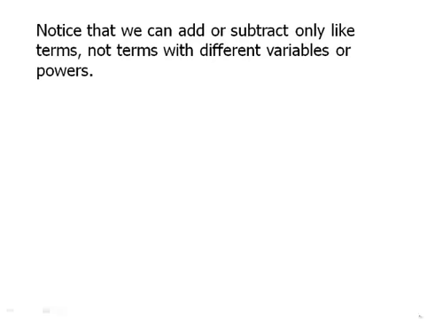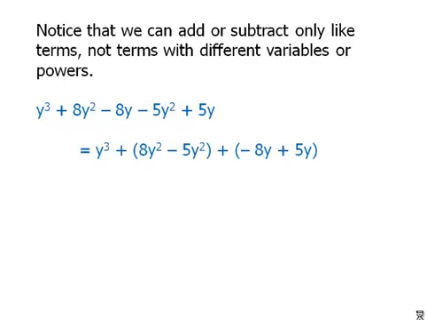Notice that we can add or subtract only like terms, not terms with different variables or powers. So if we look at this expression, we can't just add everything together because what we have here are different powers of y. So we have to group the terms by the powers of y. The cubic, y cubed, is going to be by itself. We group the two quadratic terms and the two linear terms. And then within those groupings, we can simplify. So we get down to this simplified expression.